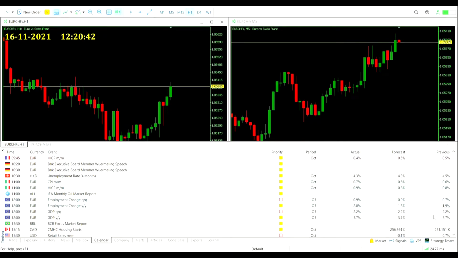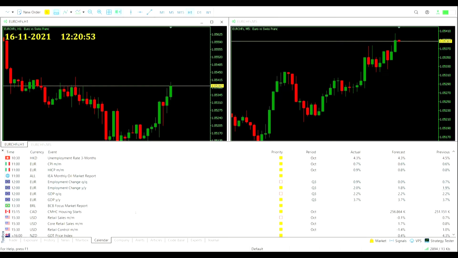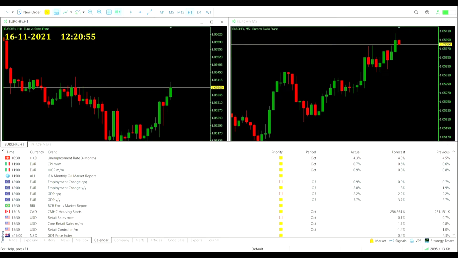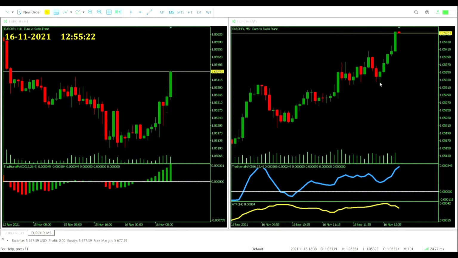Seeing a bit of growth. That's the same as the previous as well. Not the worst numbers. And there's nothing really major for us now until 3:30. Those US dollar retail sales numbers. That'll be the big one in a few hours' time.